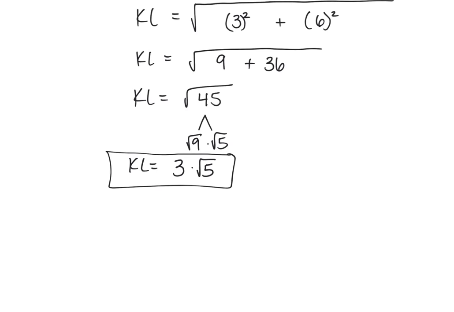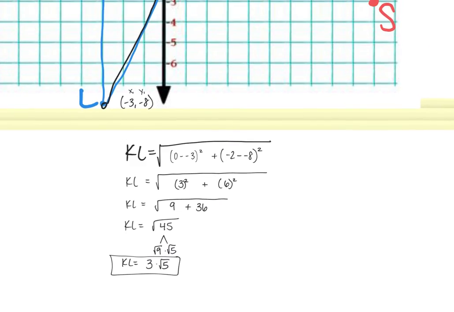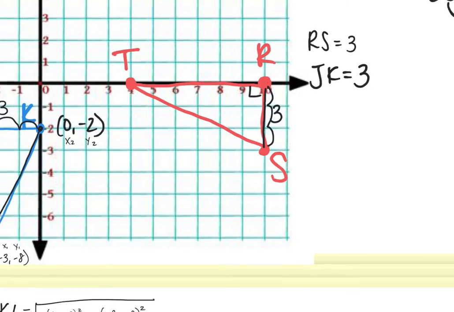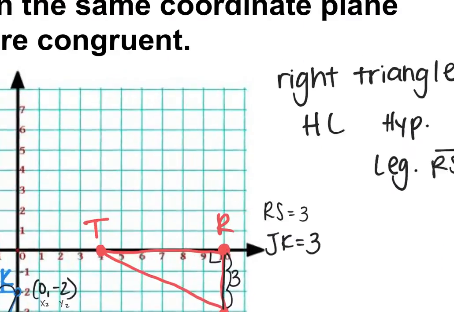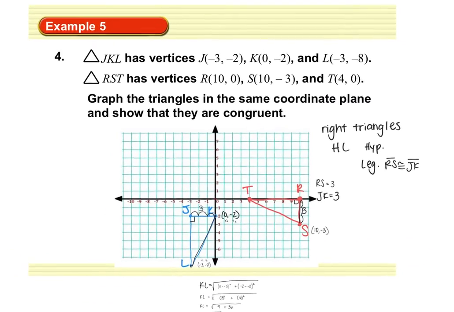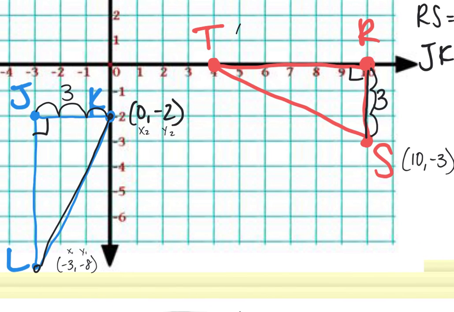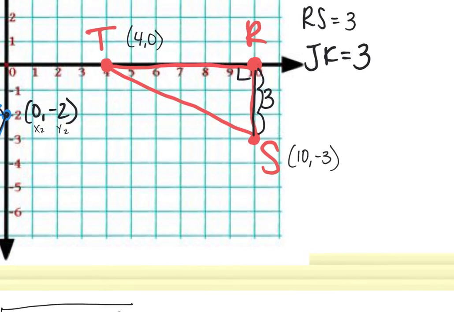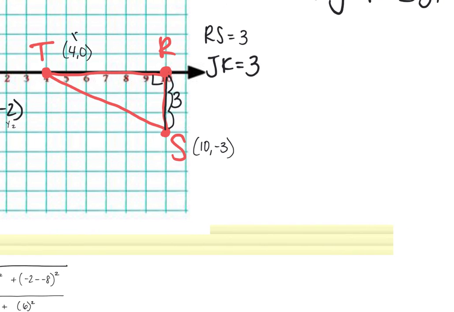Now we have to see if that hypotenuse is congruent to the hypotenuse of RST. So we need the coordinates for S, which are 10, negative 3. And we need the coordinates for T, which are 4, 0. And then we need to find the distance between them. So we're going to make one x1, y1, and the other one x2, y2. Remember, whichever one you make which, it doesn't matter. So let's go ahead and apply the distance formula.